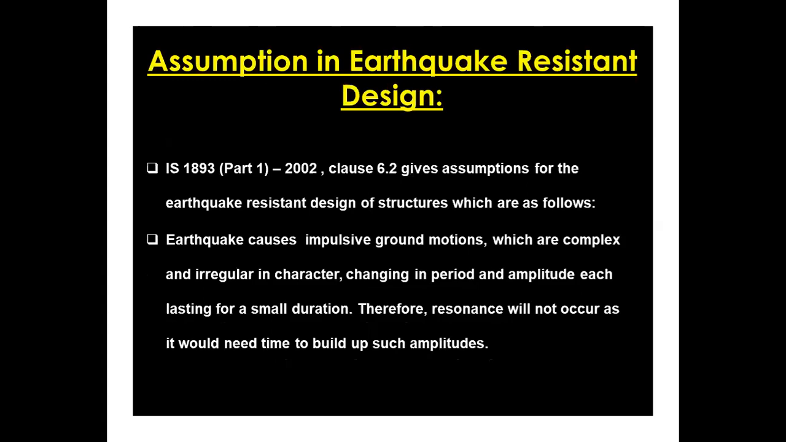Okay, so in the next topic, we see the assumptions in earthquake resistant design. There are three assumptions, right? First, IS 1893 Part 1 2002, Clause 6.2 gives assumptions for the earthquake resistant design of structures, which are as follows. Earthquake causes impulsive ground motions which are complex and irregular in character, changing in period and amplitude, each lasting for a small duration. Therefore, resonance will not occur, as it would need time to build up such amplitudes. So this is the first assumption.